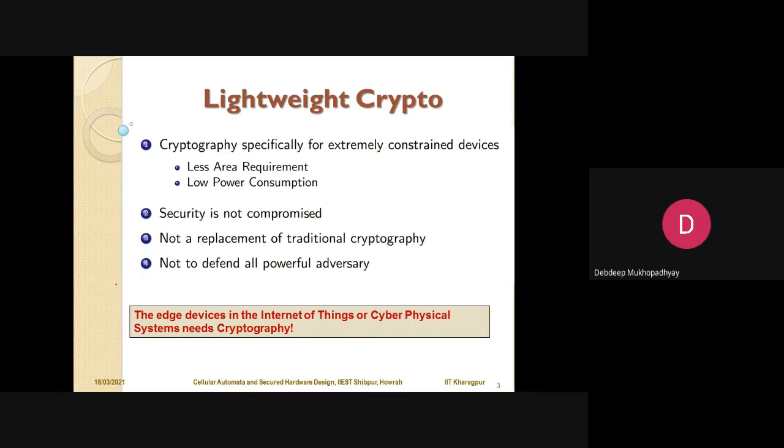Lightweight cryptography is cryptography specifically chosen for extremely constrained devices. For instance, where you have requirements of less area and low power consumption, the crypto you develop is extremely important because you cannot trade off security, and at the same time you cannot afford traditional cryptography. So we try to bring down some of the requirements which traditional cryptography would incur. We are not intending to defend against an all powerful adversary, but more importantly, practical adversaries need to be mitigated. The edge devices in the Internet of Things or cyber physical systems need cryptography, so it is crucial that we provide an adequate amount of crypto to these resource constrained devices.